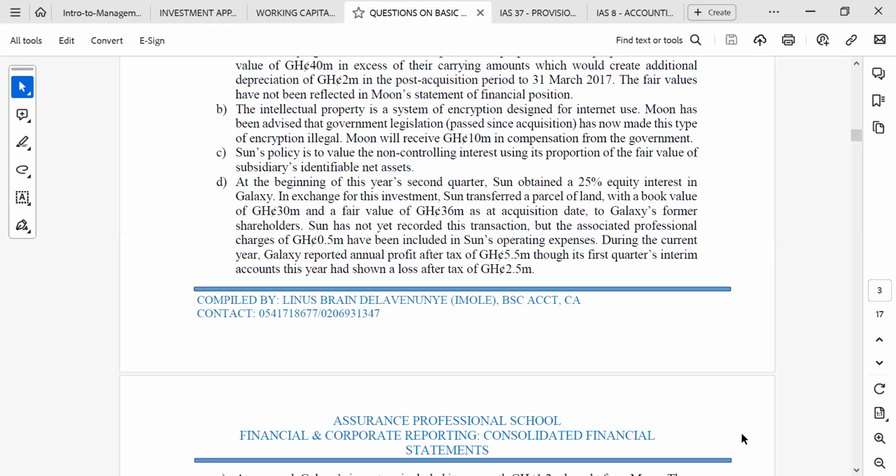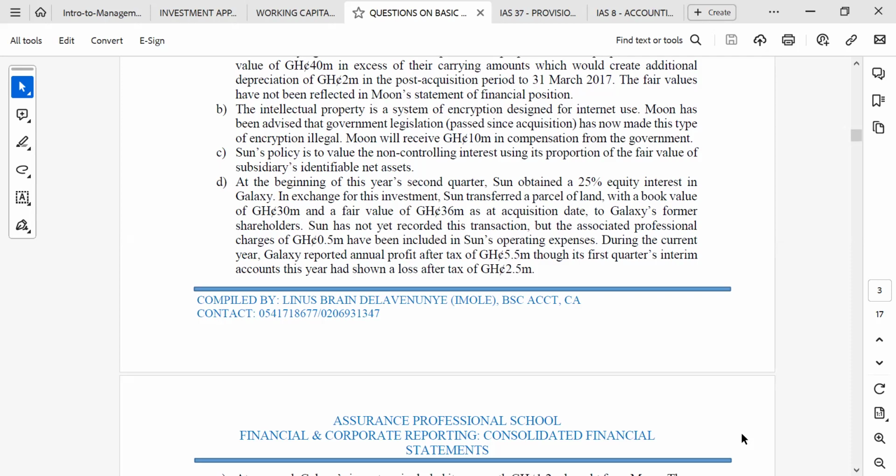Okay. During the current year, Galaxy reported annual profit after tax of 5.5 million, though its first quarter interim account this year had shown a loss after tax of 2.5. Okay, they say at the beginning of this year's second quarter, please, that this year they are talking about is not 2017. They are talking about a reporting period.